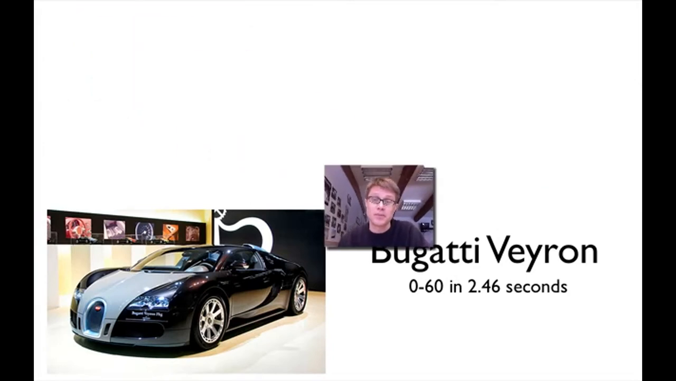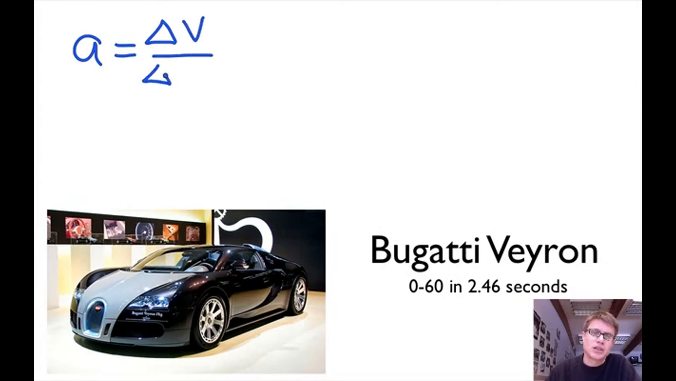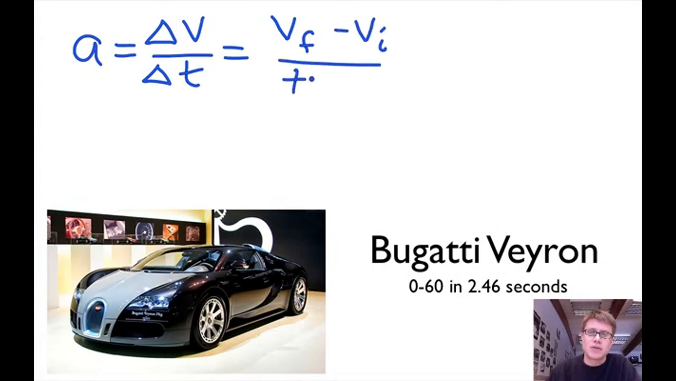Let's try an actual problem to see how you would solve a problem like this. This is the Bugatti Veyron, which is made by Volkswagen, and it's the fastest production car that you could buy, which if you had a bunch of money, goes like 250 miles an hour. And so let's try to do an acceleration problem. So acceleration, remember, is the change in velocity over the change in time. So let's figure out if it can go from 0 to 60 in 2.46 seconds, what kind of an acceleration are we talking about? So again, that's going to be VF minus VI over TF minus TI.